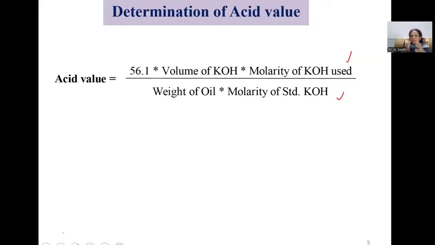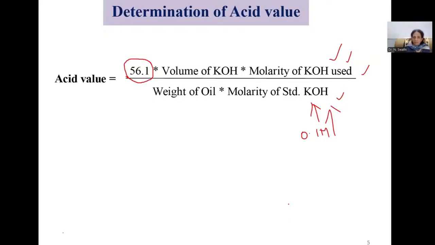So whatever value you get under standardization of potassium hydroxide, that is the actual molarity of potassium hydroxide used. So that term will come in the numerator. As per IP specifications, we are supposed to use 0.1 molar potassium hydroxide. That means the 0.1 molar term will be in the denominator. Now, this 56.1 is the equivalent weight factor for potassium hydroxide. So this is how, by determining the volume of potassium hydroxide and substituting that value in the formula, we can determine the acid value.